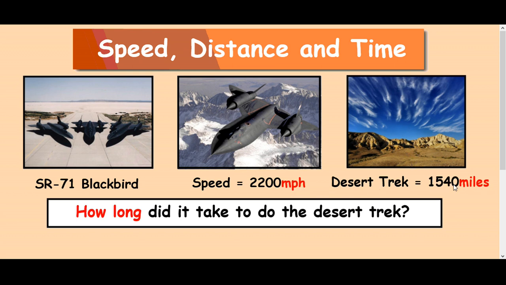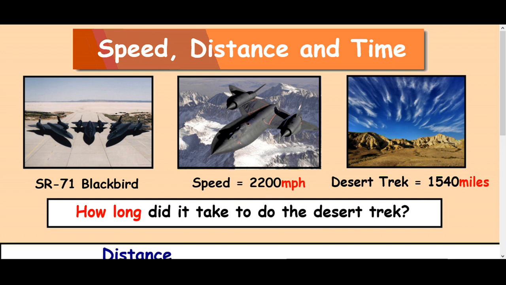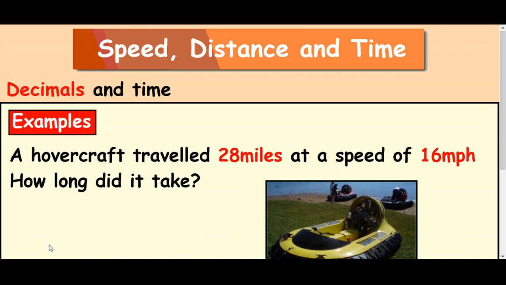Now you could work out how long it took to do that at that speed just by dividing them. Time is equal to distance over speed, so that divided by that. If you do that, the answer actually comes out as 0.7. I'm not going to do that with you, but I'll do this one.